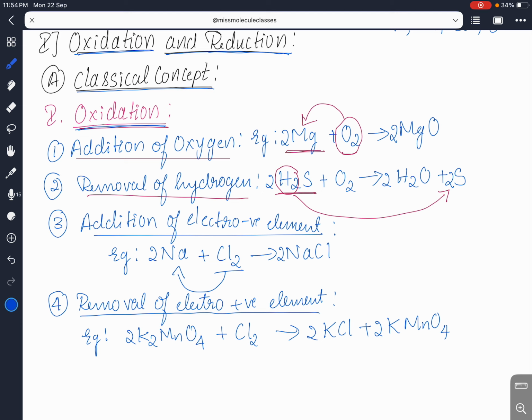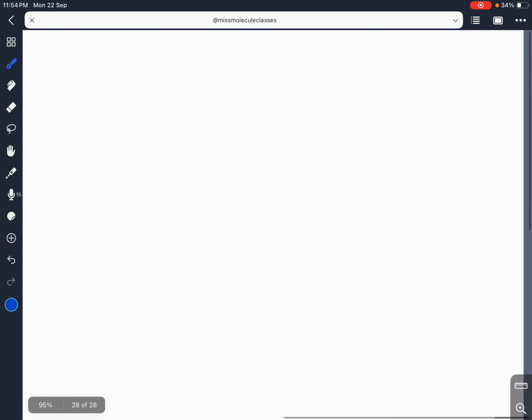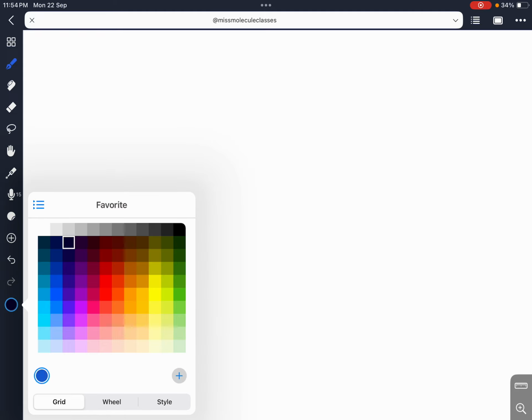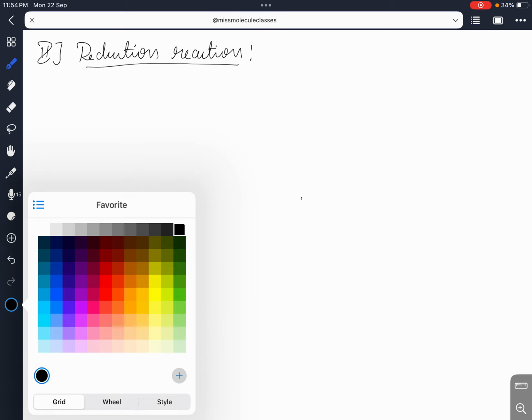So now what you can see is that potassium is an electropositive element. We are removing the electropositive element by the addition of an electronegative element, which is also termed oxidation reaction. So next we will understand the meaning of reduction reactions. Consider the meaning of reduction reaction again in the same way. This time this reduction reaction can be understood in such a way that it will be opposite of oxidation reaction.